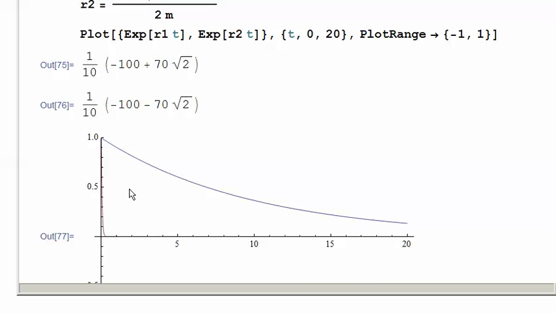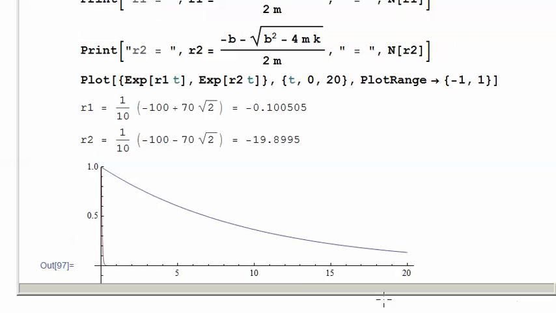You can see one of them takes a really long time to cut down, and the other one takes a really short time to cut down. Adding a little bit more feedback, you can see that r1 is negative 0.1, which creates a very slow decay, whereas r2 is negative 19.9, which would create an extremely fast decay.